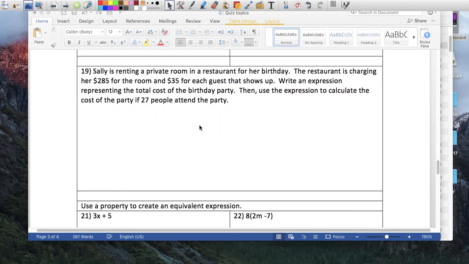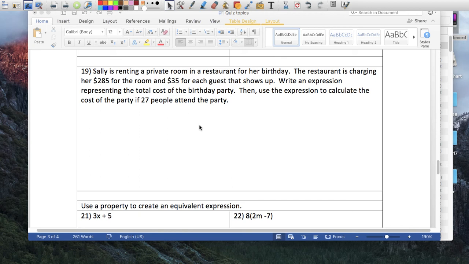This will definitely show up at some point, where you have a situation that you have to translate to an expression, and then use that expression to come up with your eventual answer. So Sally's renting a private room in the restaurant for her birthday. The restaurant is charging her $285 just for the room, and they also are going to charge $35 for each guest that shows up.